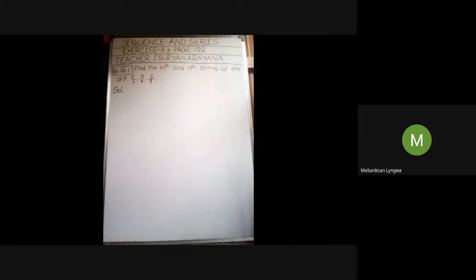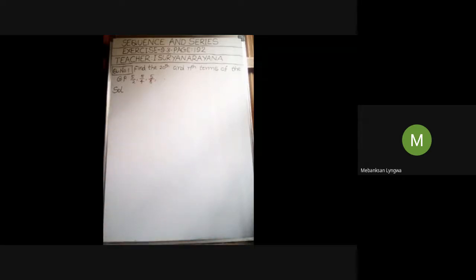Hello, my dear children. Now come to the problems. Exercise 9.3 sums. Let us start exercise 9.3 sums. The concepts of exercise 9.3 were completed. Okay, my children. Right. See page number 192. See the first question. Question number 1. Find the 20th and nth terms of the geometric progression 5 by 2, 5 by 4, 5 by 8, and so on. Okay, my children, understood this question?